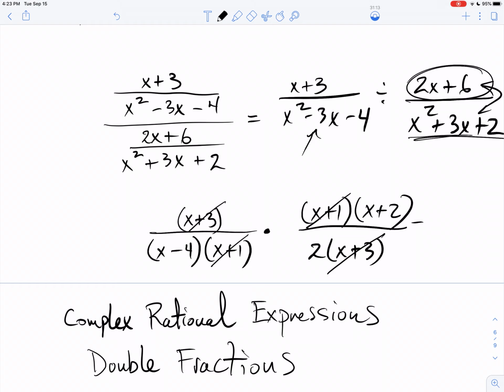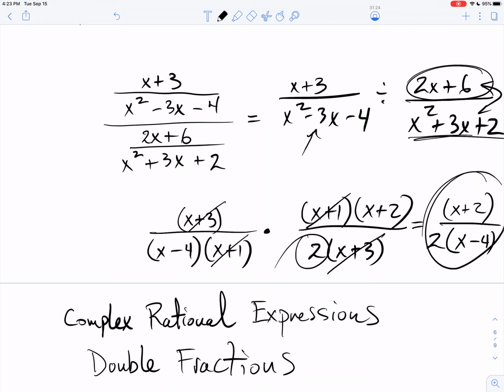What's left in the top? X plus 2. What's left in the bottom? There's a 2, don't forget the small stuff. And there's one of these. Shazam, there's my answer.